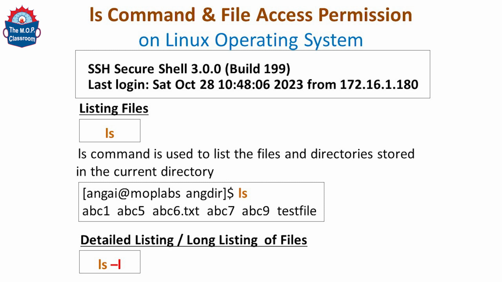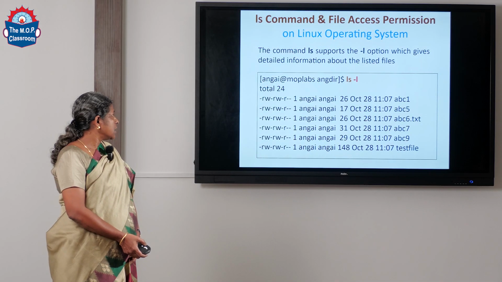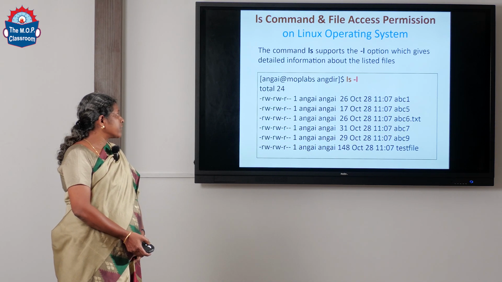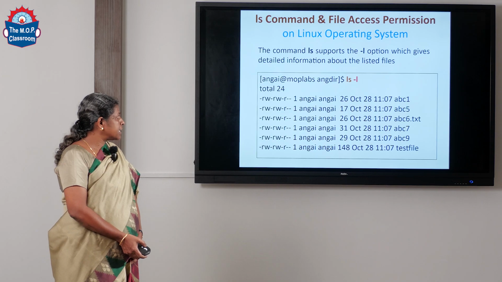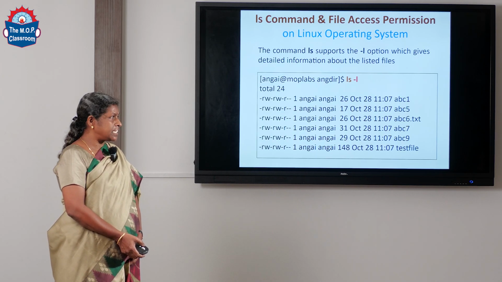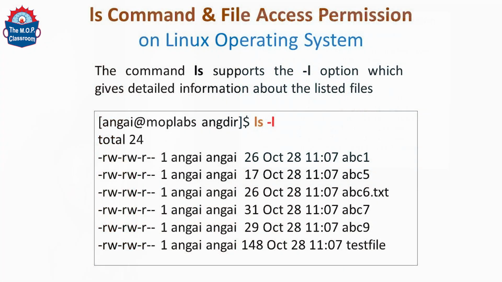If you see here, the first one is the simple ls command which is going to list files and directories in the current directory, and ls -l will give you a detailed listing of all the files. The list of files available in angdir, which is the directory, is displayed. So, you have nearly 6 files: abc1, abc5, abc6.txt, abc7, abc9 and test file.